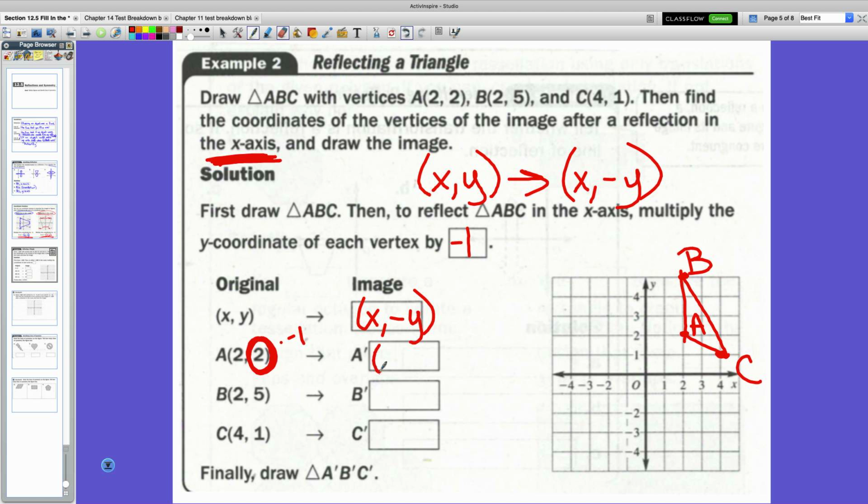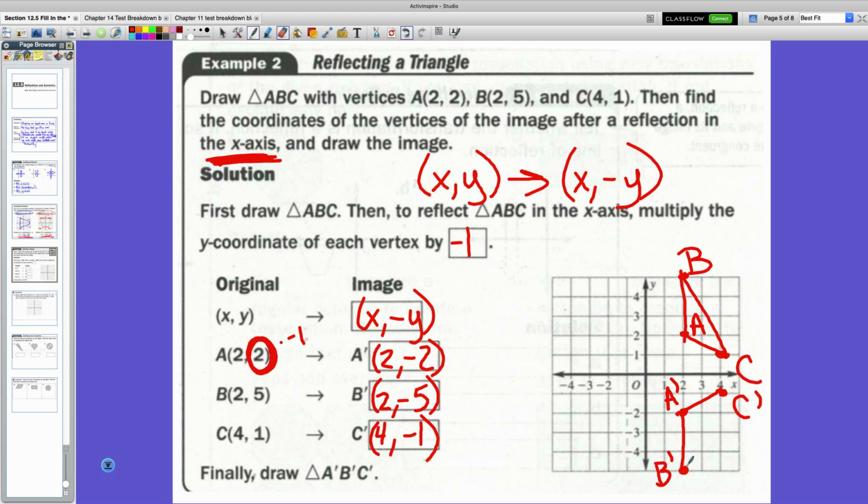So A prime would be at (2, negative 2). B prime will be at (2, negative 5). C prime will be at (4, negative 1). Notice the x values didn't change at all. All that is changing is the y values if you're reflecting over the x-axis. Then I graph the new points. A prime is at (2, negative 2). B prime would be at (2, negative 5). And C prime is going to be at (4, negative 1).